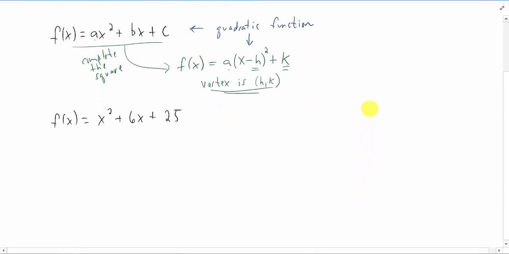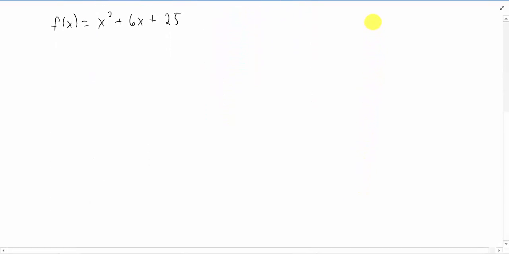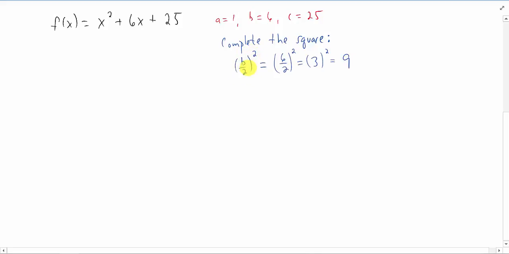Okay, let's actually do an example here. Let's take a look at x squared plus 6x plus 25. All I've done is taken a basic quadratic and plugged in a equals 1, b equals 6, and c equals 25. If we're going to complete the square on this function, the first step is to look at (b divided by 2) squared. In this case, that's (6 divided by 2) squared, which is 3 squared, which is just the number 9.